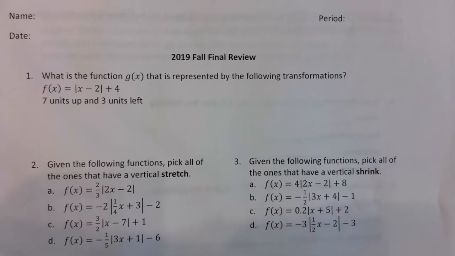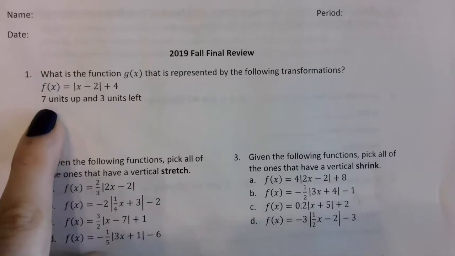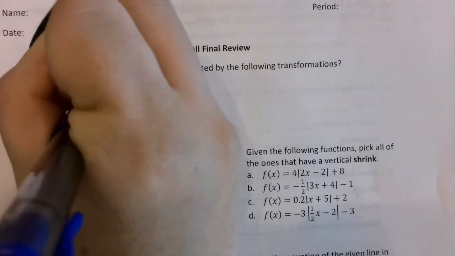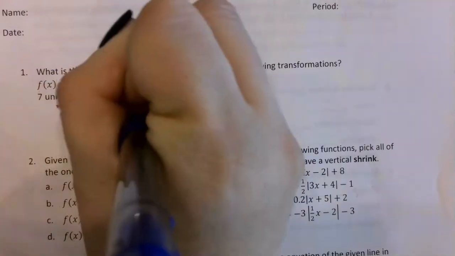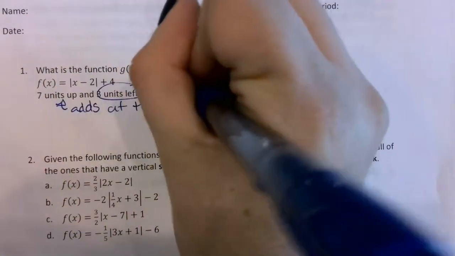So this one, it wants me to write the new function that has the following transformations. It's going 7 units up. So up adds at the end. And left is going to go inside opposite the sign.